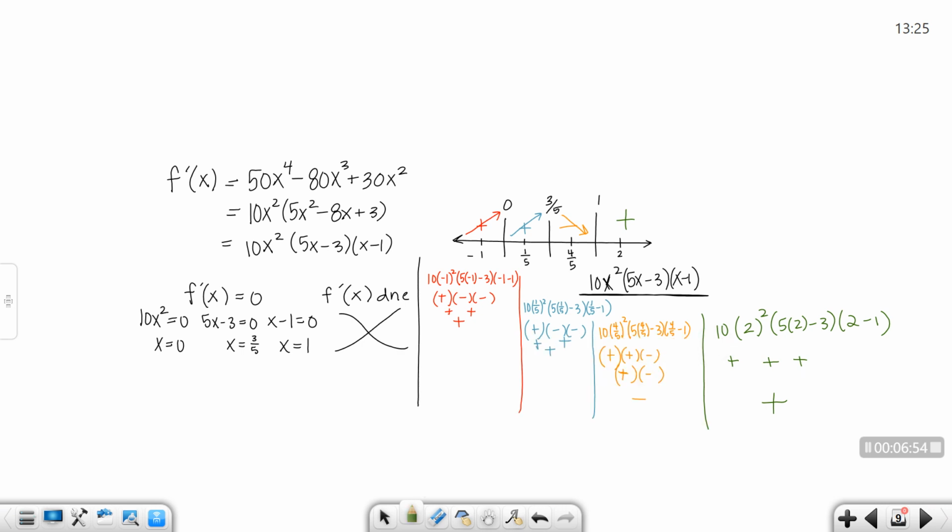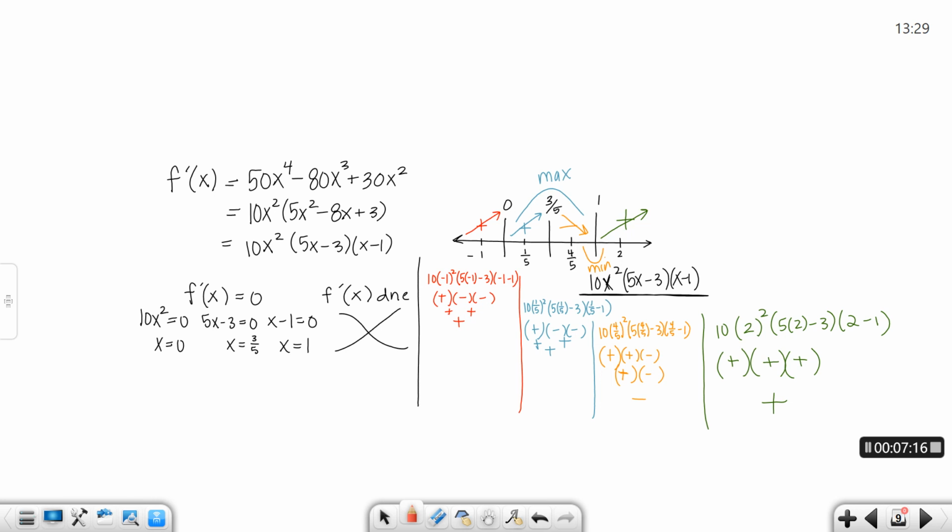I could plug in 5, sorry, but I'm plugging in 2. So 10 times 2 squared would be positive. 5 times 2 is 6. 6 minus 3 is positive, and 2 minus 1 is positive. Everything's positive, so we're increasing along this interval. So I'll write those on the previous page.